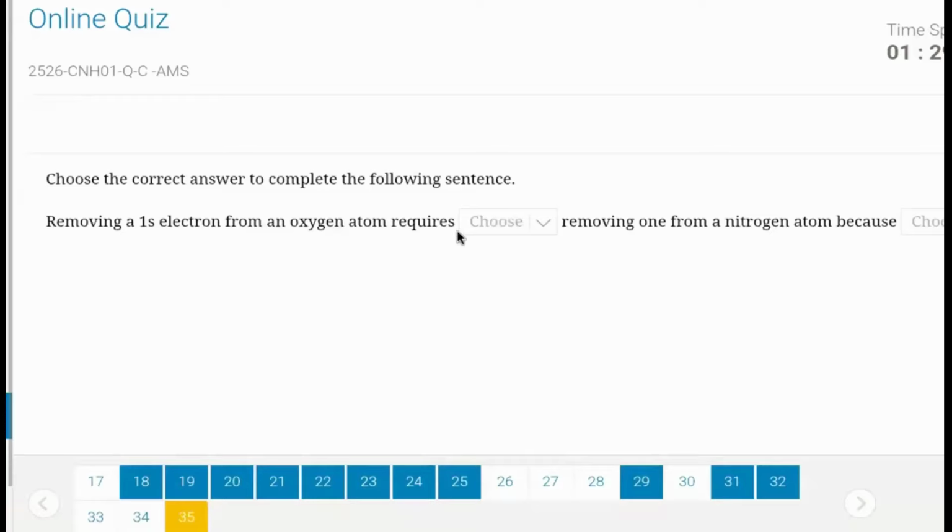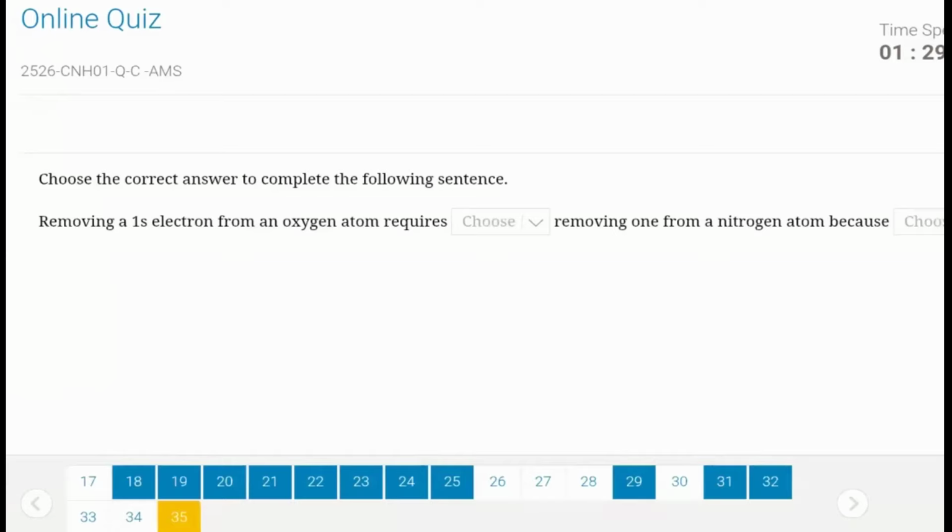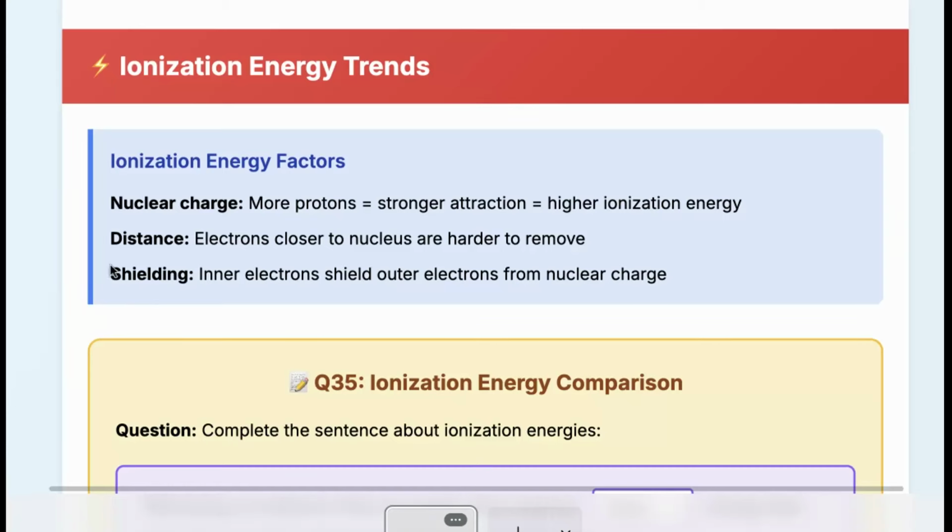This is a very important question. Removing one electron, which is 1s, from an oxygen atom requires how much energy compared to removing one electron from a nitrogen atom? Because what? If you remove electrons, you are talking about ionization energy. Now you're comparing the ionization energy between oxygen and nitrogen atoms, and let's have a look. When I'm talking about ionization energy, the energy required to remove an electron, I have to look at three things.